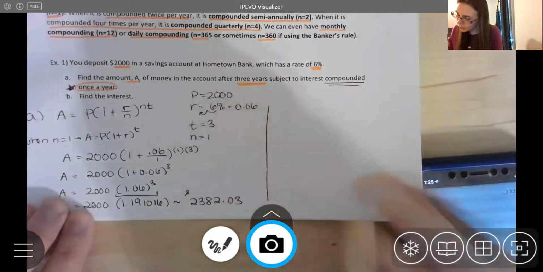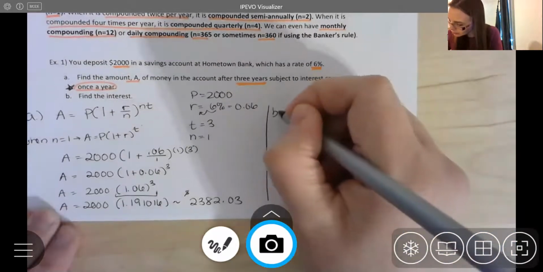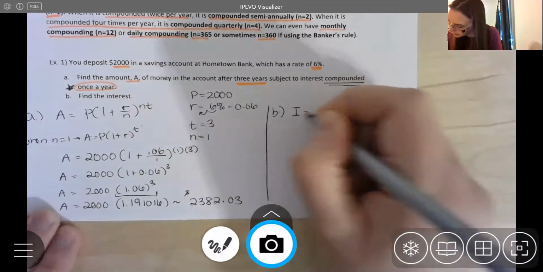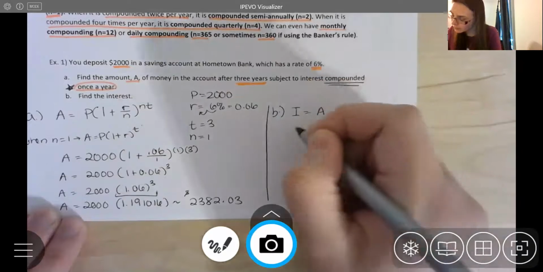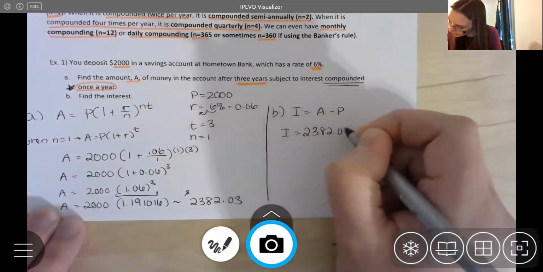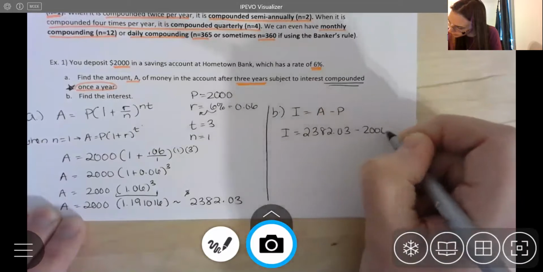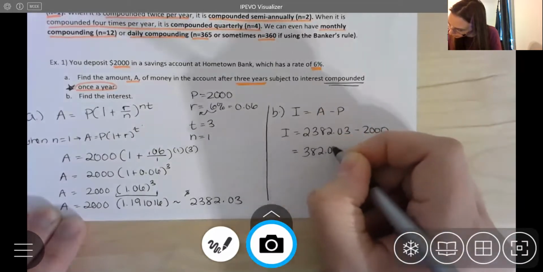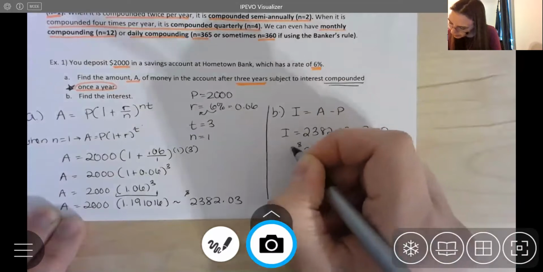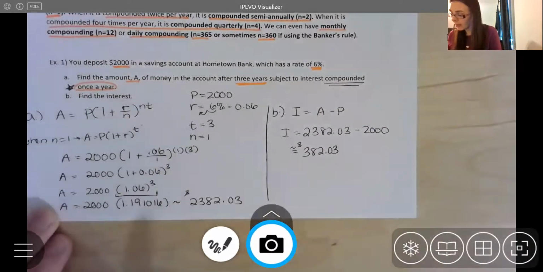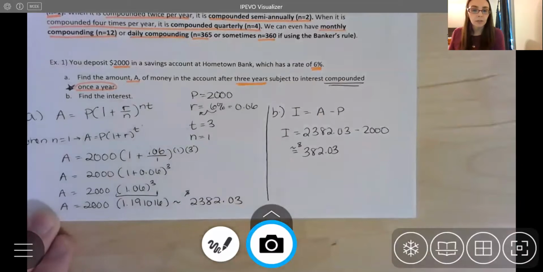Now to answer part B, if you want to find the interest, your interest is the same thing as taking that final amount and subtracting out the original principal. So my amount here was $2,382.03. My original principal was $2,000. So my interest is about $382.03. And again, I did round here, so it is approximate because I had to round my answer. But you can see the account made almost $400 in those 3 years.